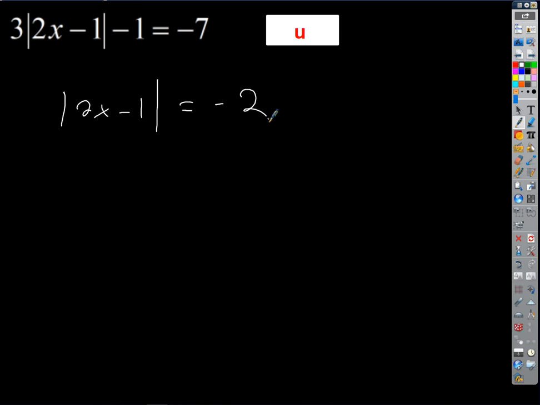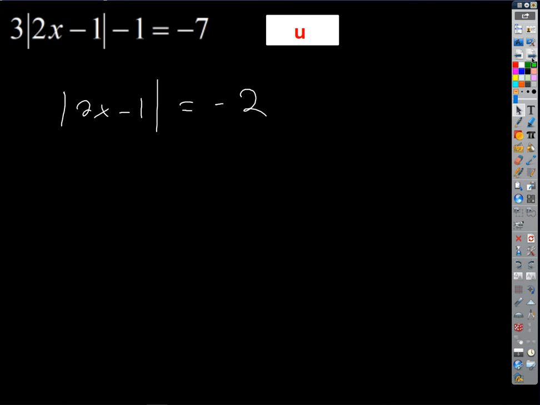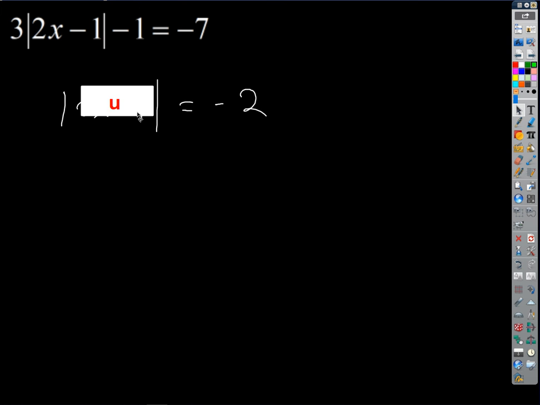And why is there no solution? Okay, so in the context of the graph, if we use the graph as the model, the horizontal line would have been completely below the absolute value function, below the vertex, and so there's obviously no intersection. We can also reason through this one by thinking about the behavior of an absolute value function.